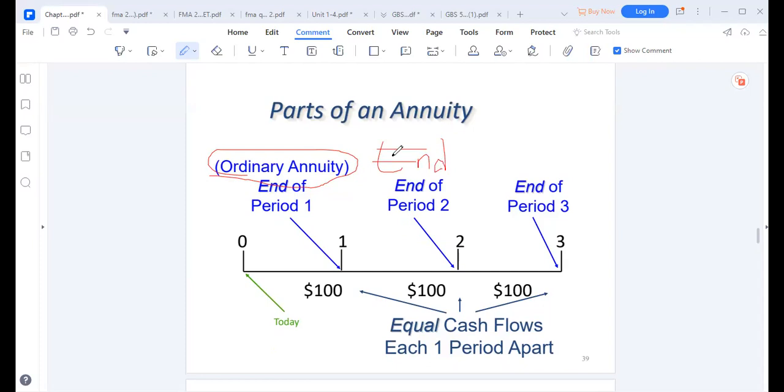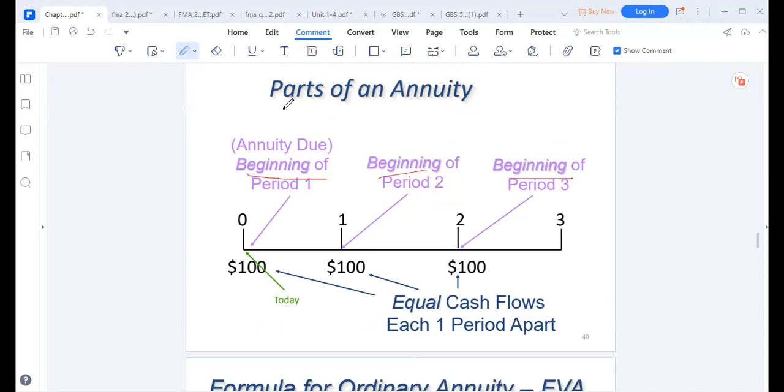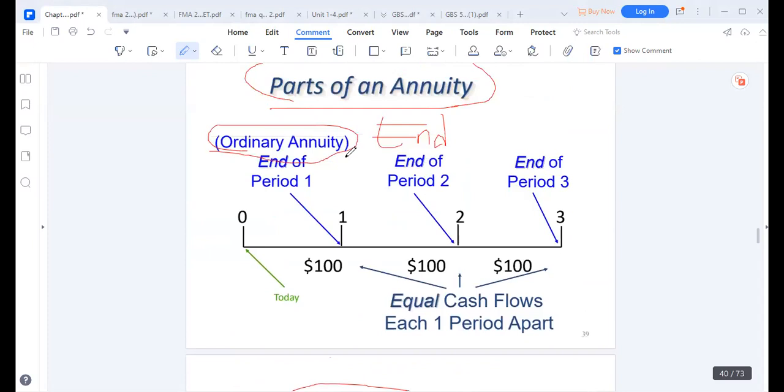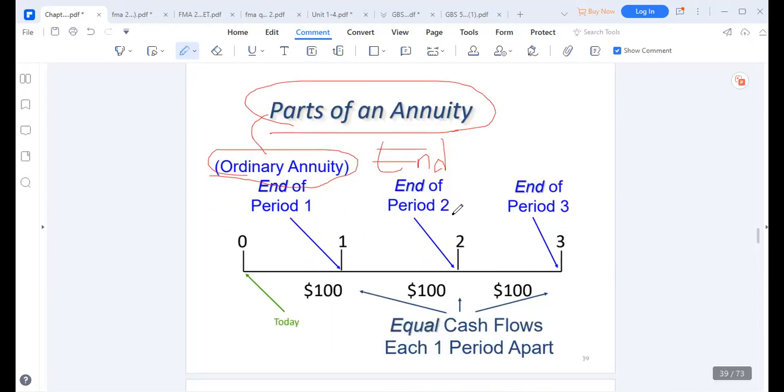Then the other one for the annuities, we are simply saying it's where the payments or deposits are done at the beginning, that is annuity due. So it's a beginning payment, beginning payment, beginning payment for annuity due. Okay, then ordinary, we are simply saying it's at the end of the period, that is for ordinary annuity. So the distinction between the two matters.